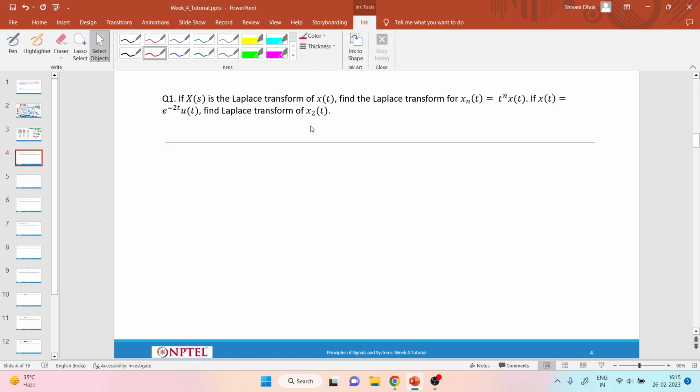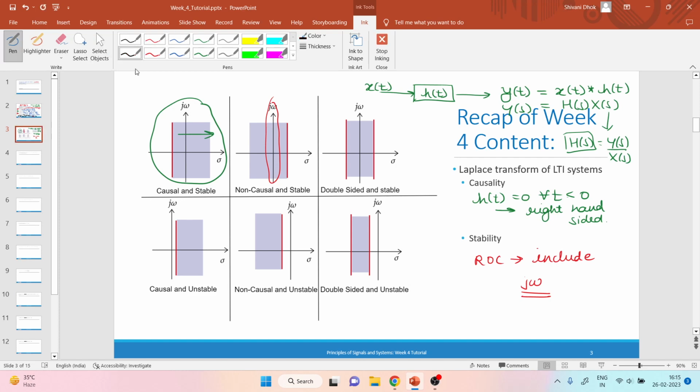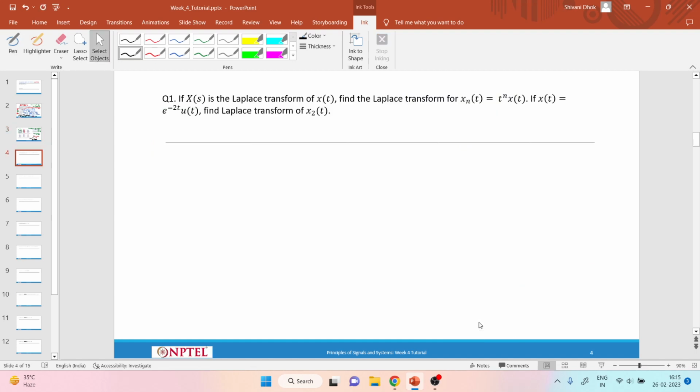there is a question which is asking what is a double-sided signal. So a double-sided signal means something like this. If I have a signal e^(-|a|t), and suppose a is greater than 0, then this signal looks something like this. Now it is right-sided, also it is left-sided, which means it is double-sided. It is extending from minus infinity to infinity. I hope that clears it.